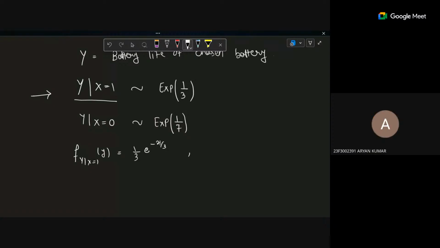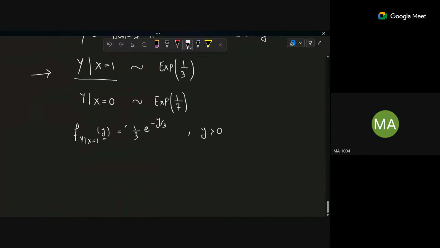But it should be y, since we are dealing in Y. Yeah, sorry, Y. For y greater than 0. It will confuse you only, right? Because X is already defined. So y greater than 0, and 0 otherwise. Is it fine? Yeah, 0 otherwise.